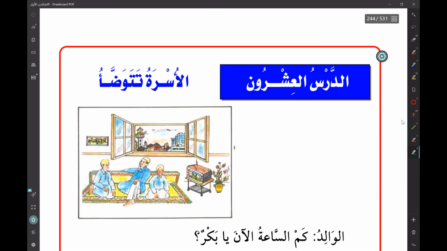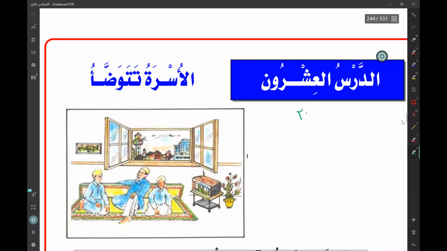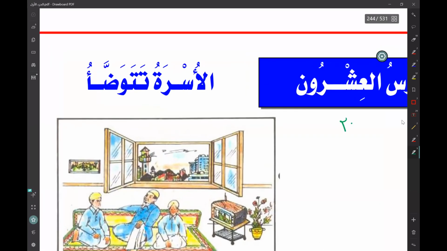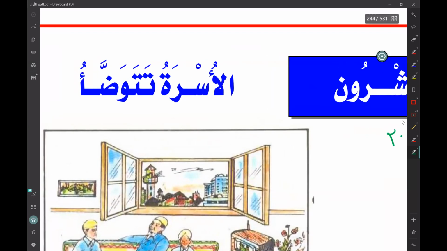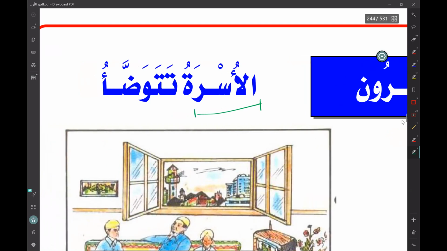Okay, so we're starting with Ad-Darsul Ashrun. Ashrun is 20, so Ad-Darsul Ashrun is the 20th lesson. And it always gives you a title of the lesson. It says, Al-Usratu Tatawadda'u. I'm pretty sure you guys know the word Usra, right? The family. And then we have a verb.